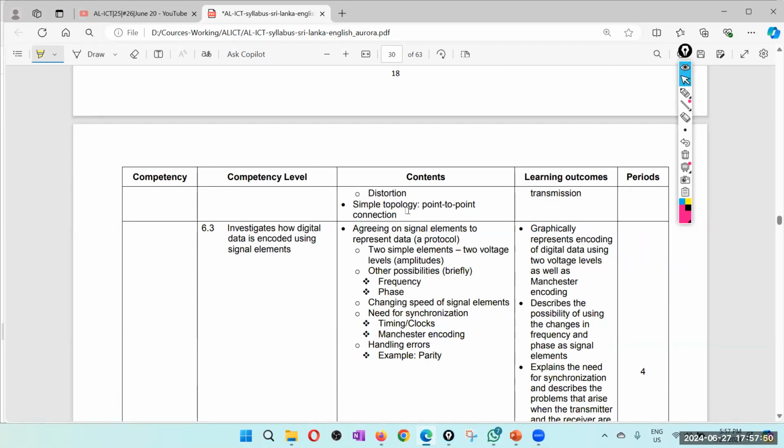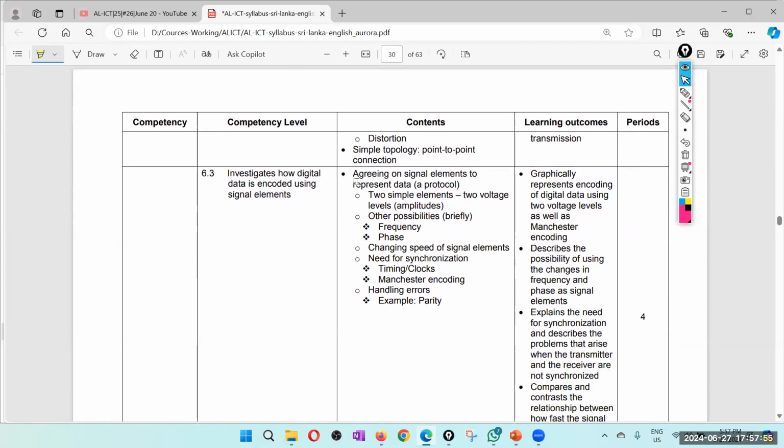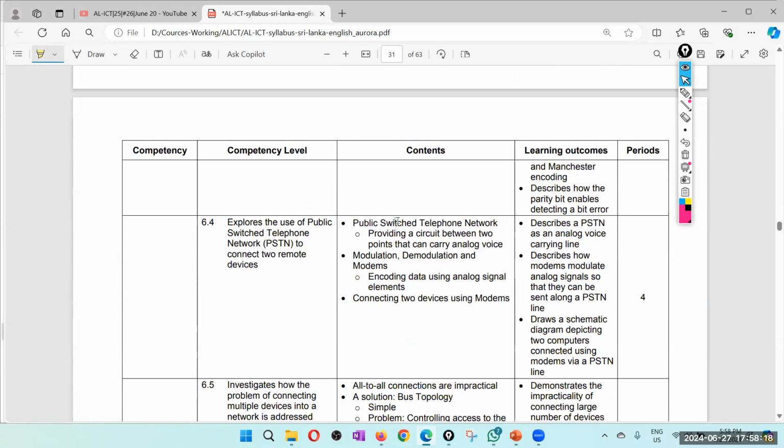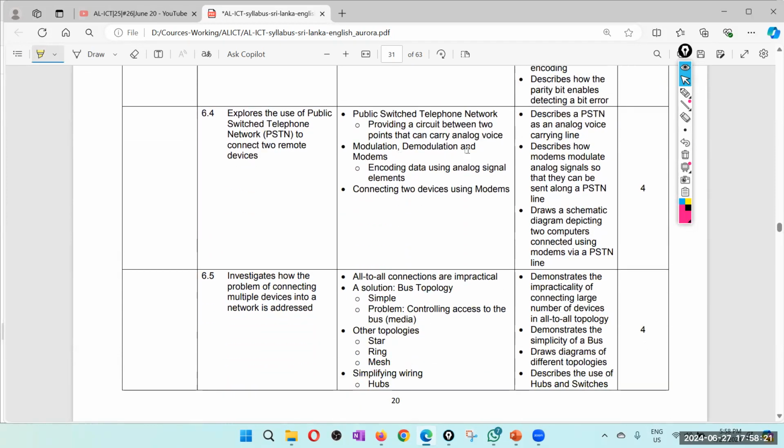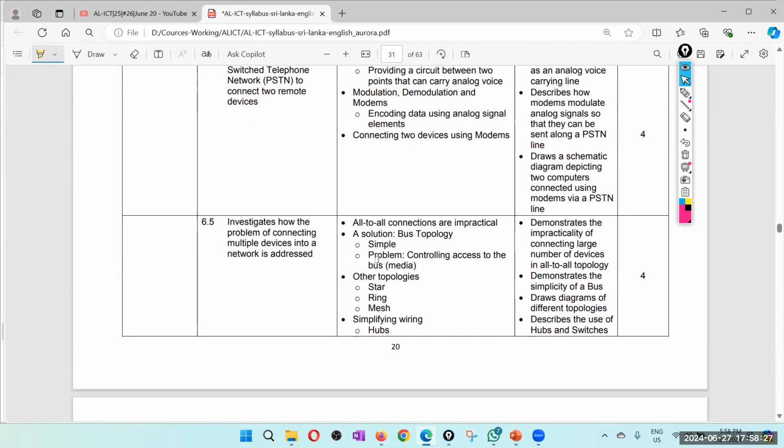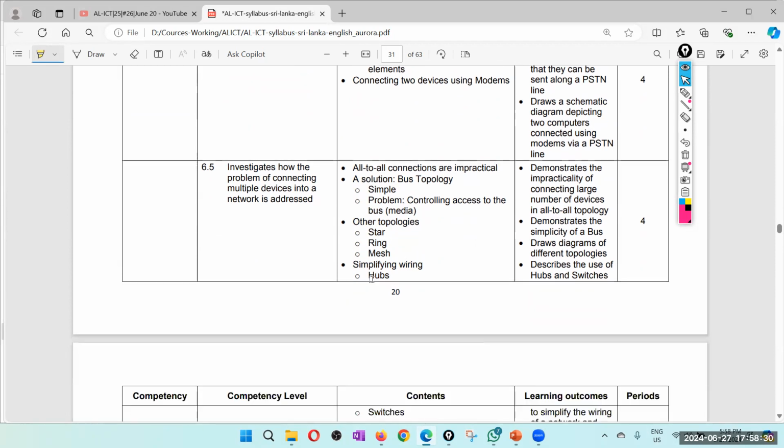So still we have not done topologies because topologies will be taken separately. Then we have not discussed too much about encoding and decoding; we will cover those later. Already you know what frequency and phase are, but we have not formally come to this part. Still we have not done switching, like circuit switching and packet switching, nor the topologies and hubs and so on.